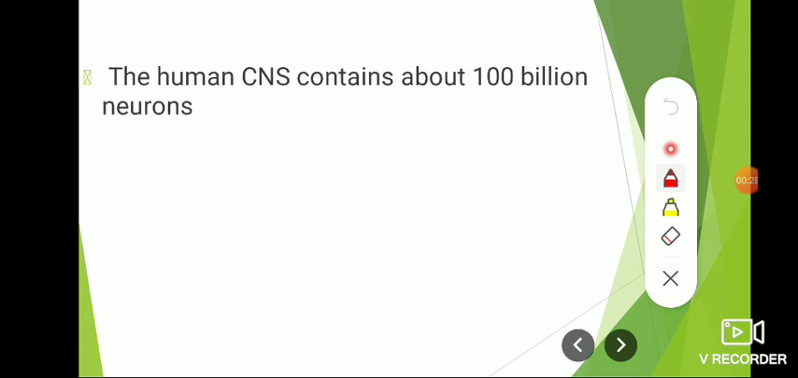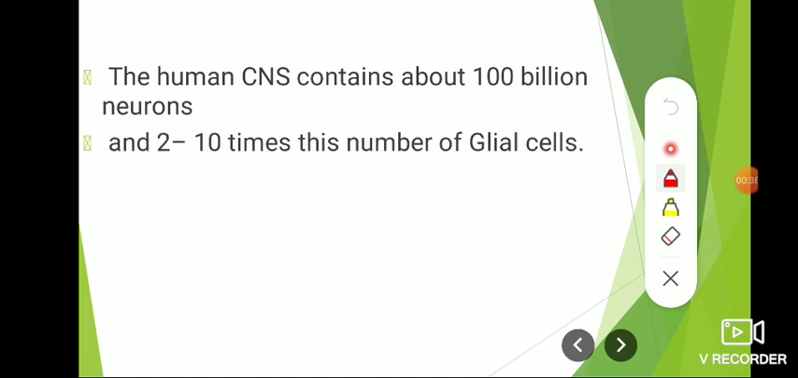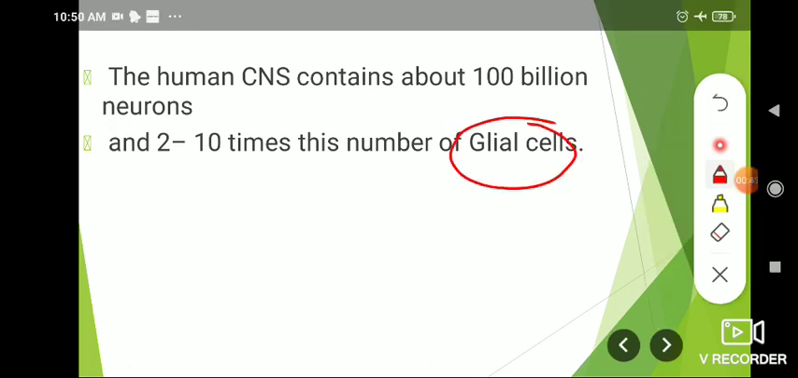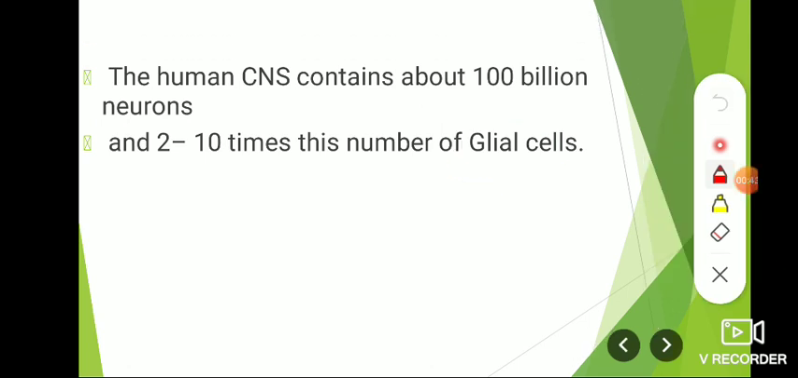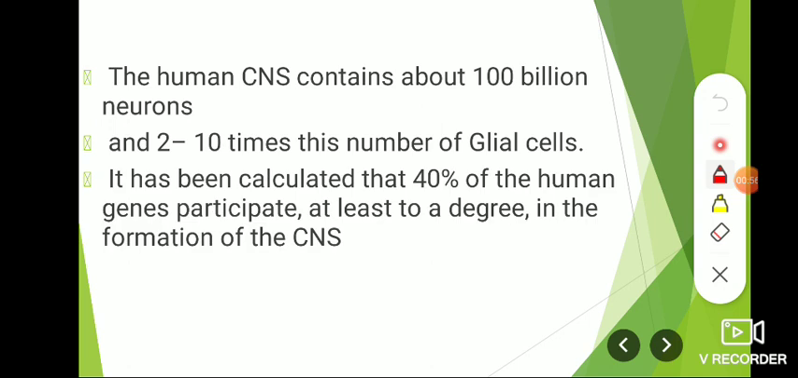So let's start. Human CNS contains about 100 billion neurons and 2 to 10 times this number of glial cells. These are basically the supporting cells. So basically CNS is nothing but a combination of neurons and glial cells. This combination forms the brain, spinal cord, nerve, everything. So basically two things are there in the CNS, neurons and glial cells. It has been calculated that 40% of human genes participate at least to a degree in formation of CNS.